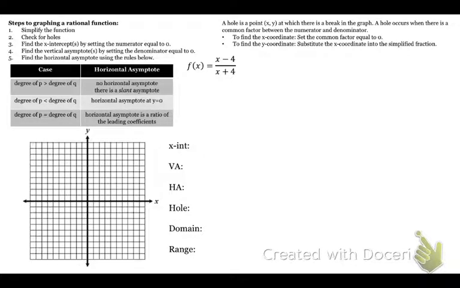So if we have f of x equals x minus 4 over x plus 4. There's no holes here. It's already completely simplified. Nothing can cancel. So there's no holes. Then let's find the x-intercept.